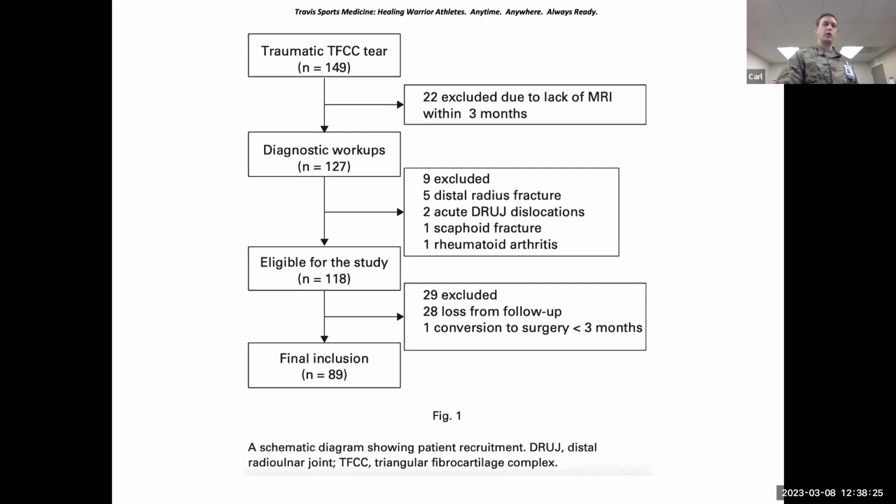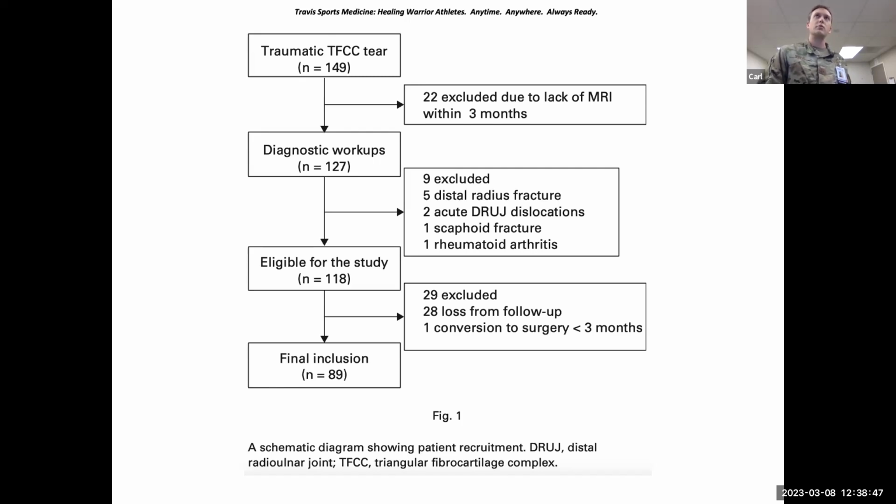This is their table 1 from the study. So they identified 148 patients and 149 wrists. Interestingly, there was one patient that ended up being in the study twice because they had a traumatic TFCC injury on one side, went through the appropriate conservative therapy, and then had a traumatic injury to the other wrist. So that's why the numbers are kind of interesting from the study.